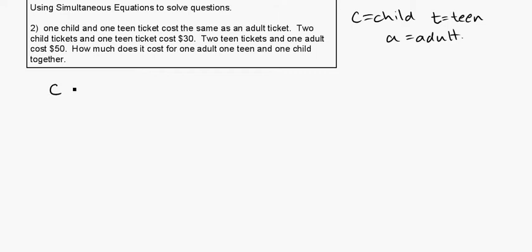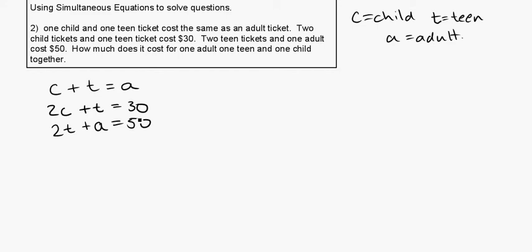So one child ticket plus one teen ticket is equal to the same as an adult ticket, and writing that out as a sentence. The next sentence, 2 child tickets, so that's 2c, plus 1t is equal to $30. And the third sentence here, 2 teen tickets, so 2t plus 1 adult ticket is equal to $50. Okay, how much does it cost for one adult, one teen, and one child altogether?